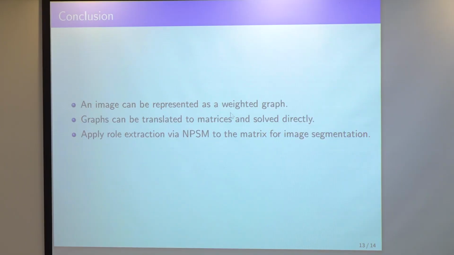So briefly speaking, we can represent an image with a weighted graph, and the graph can be translated to matrices and solved directly and mathematically. We can apply restriction via the neighborhood pattern similarity measure to the matrices for image segmentation. And that's it.